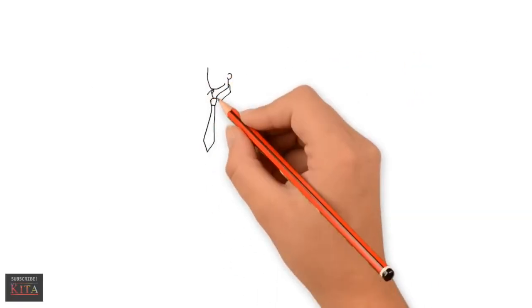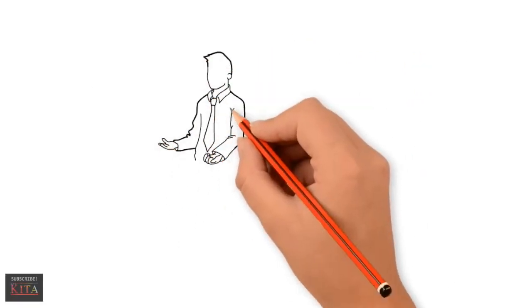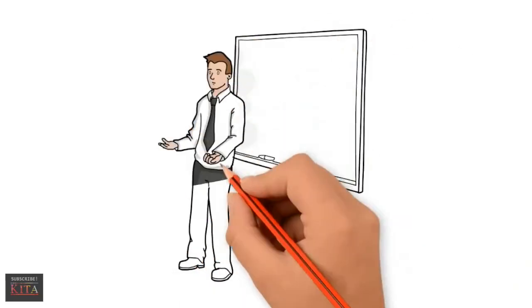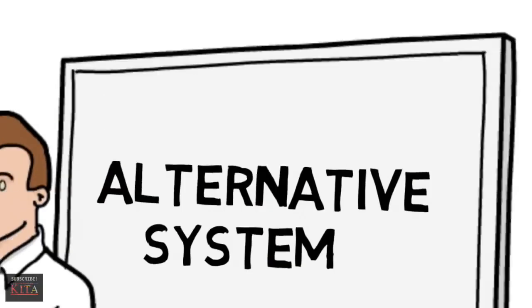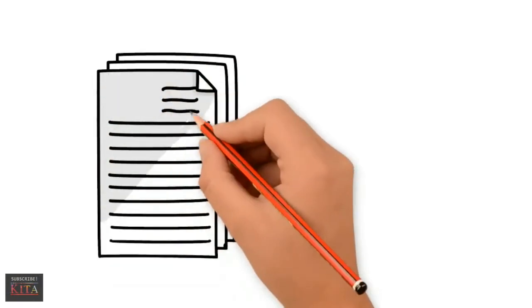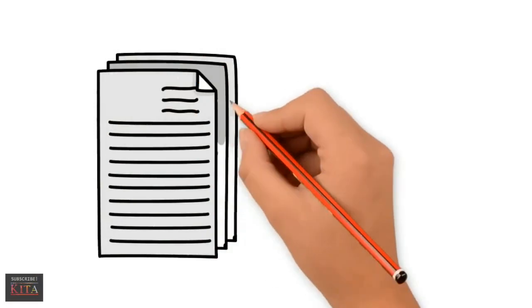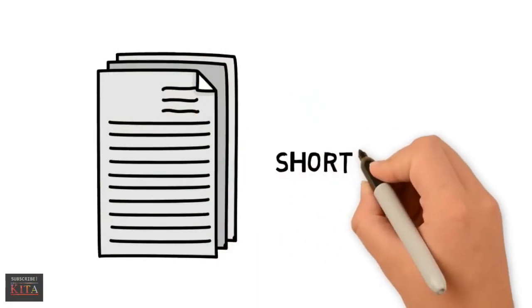So what do we do next? We suggest an alternative system. This step is simply to suggest some possible plans as alternatives to the present arrangement. Next, prepare a short report. This is to document and communicate the findings of the whole phase.